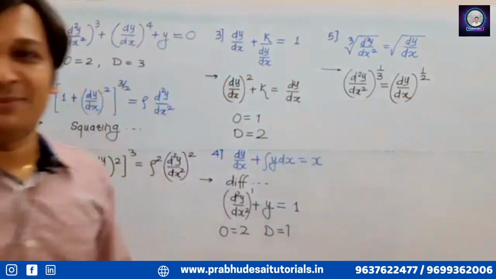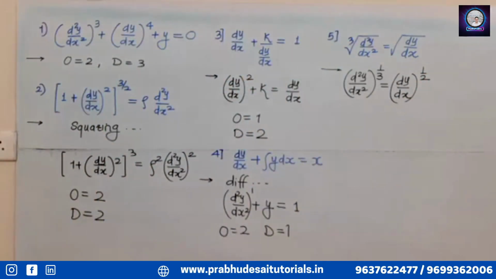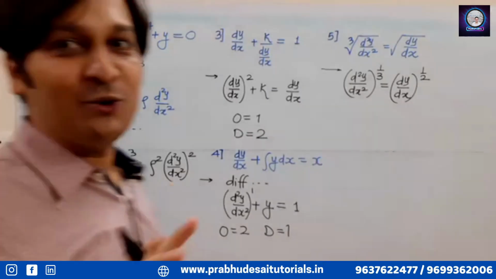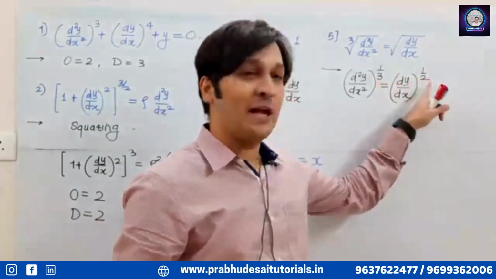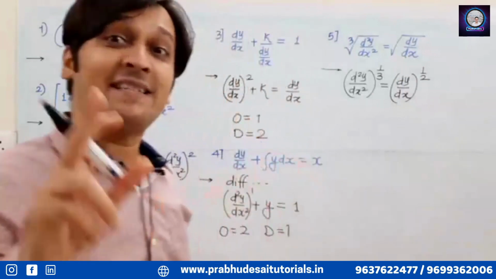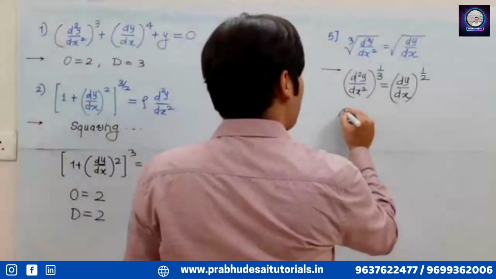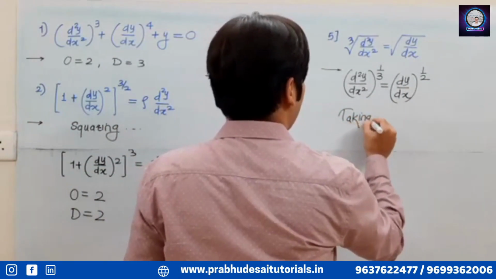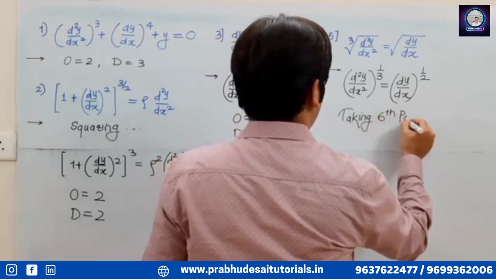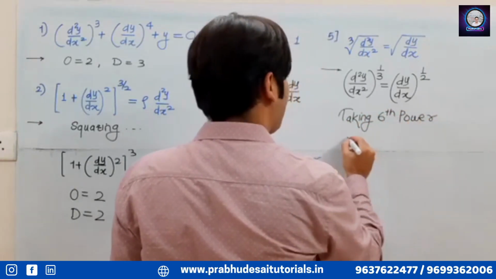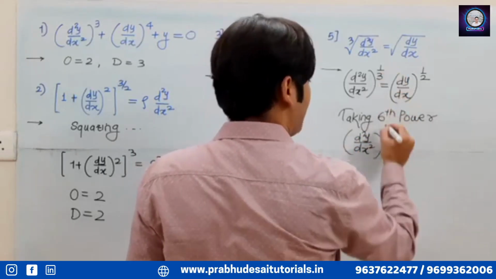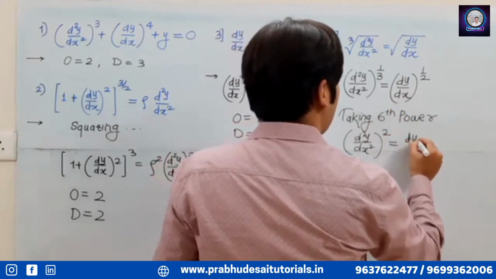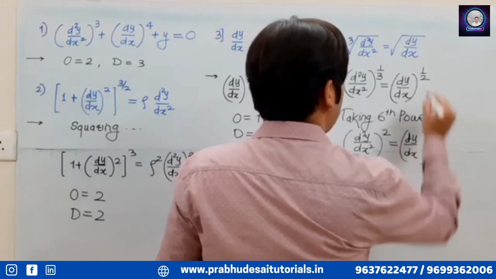And now tell me, that's the important part. Can we take cube? No, cube is not possible. We have to take the LCM of 3 and 2, and that is 6. So taking the 6th power, I can write like this: (d square y by dx square) raised to 6 by 3, which is 2, equals (dy by dx) raised to 6 by 2, which is 3.